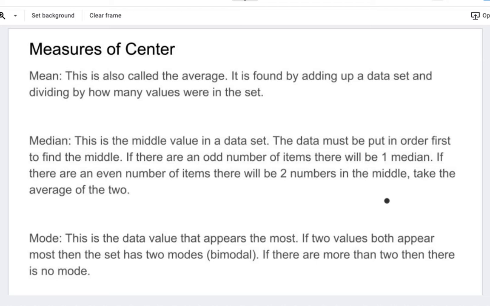Mode is the data value that appears most frequently. So if two values show up in a tie, then we can have two modes. But if there are more than two, then there's going to be no mode to the data set.